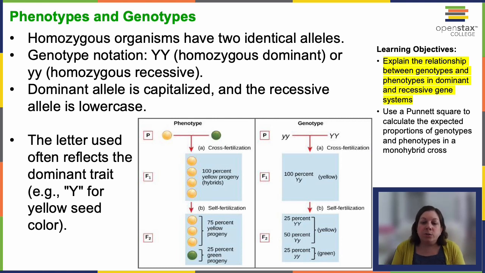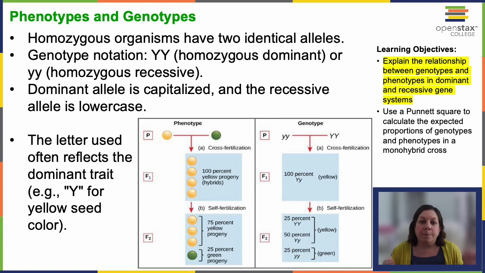Okay, the letter used for the gene, seed color in this case, is usually related to the dominant trait. So in this case, the yellow allele, so a Y. Mendel's parental pea plants always bred true because both produce gametes with the same allele. Okay, what do I mean by that? True breeding plants are homozygous, either homozygous dominant or homozygous recessive. That's what makes them true breeding.